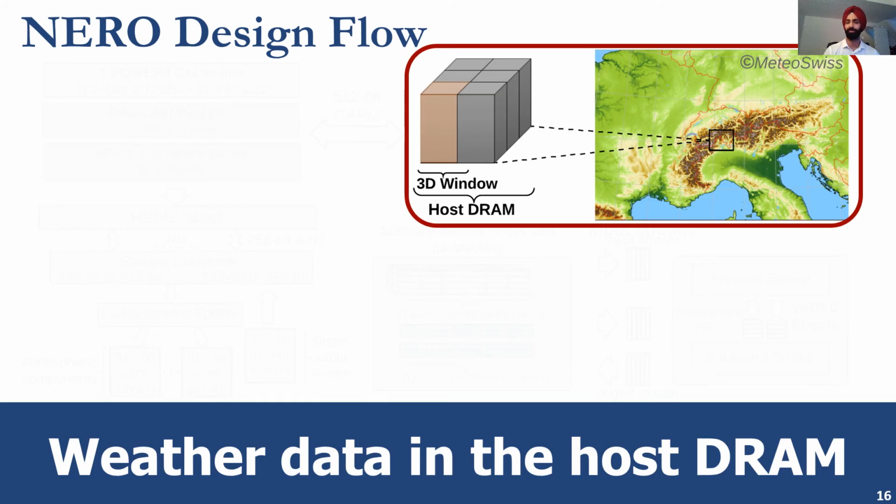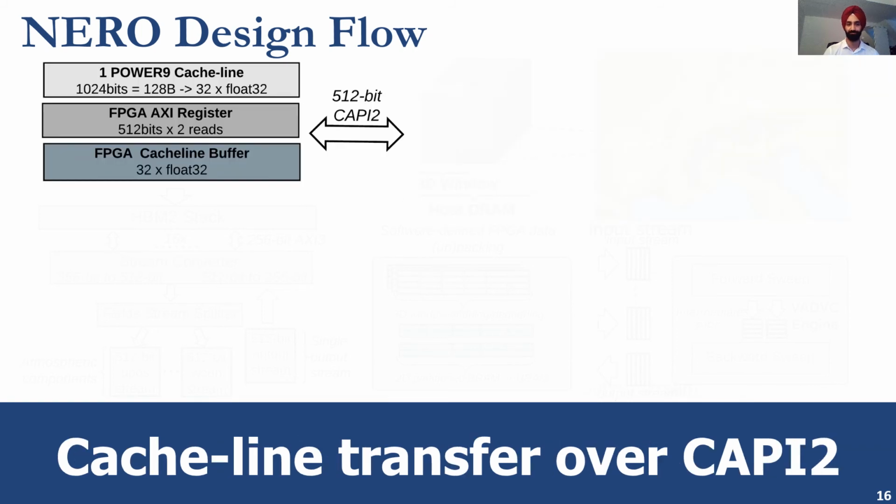The weather data based on the atmospheric model resolution grid is stored in the DRAM of the host system. As the FPGA has limited resources, we propose a 3D window-based grid transfer from the host data to the FPGA, facilitating a smaller and less power-hungry deployment. The window size represents the portion of the grid a processing element would process. We employ the double buffering technique between the CPU and the FPGA to hide the transfer latency.